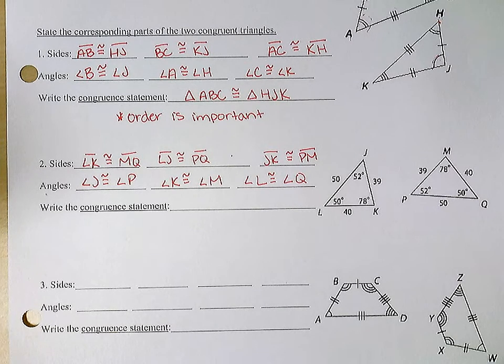All right, so number 2, I have my sides and my angles. For your sides, your letters can be flip-flopped. So instead of LK, you could have KL is congruent to MQ. That's fine. Just make sure you have those combinations together. Then I have my angles there. For your congruence statement, some of you might have something different than someone else, depending upon what you started with.